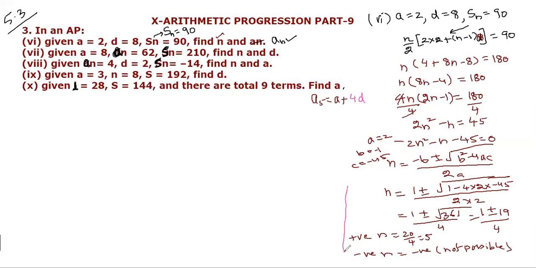Okay. So after this we come to this step. a5 will be equal to a, a is 2, plus 4 into common difference, which is 8. 8 fours are 32. So 34. So an is equal to 34. That's it. Okay.